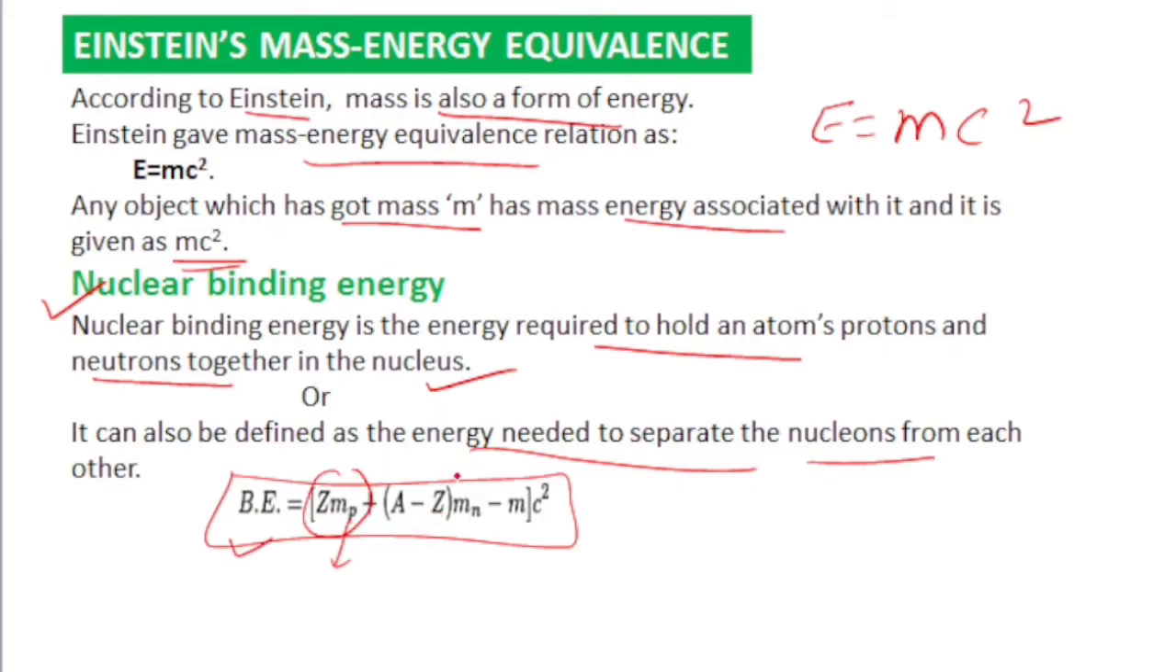Mn is the mass of 1 neutron. So the total mass of neutrons inside the nucleus, the total mass of protons and the total mass of neutrons, minus the mass of the nucleus when it is at rest, into C square. This is the formula for binding energy: [ZMp + (A - Z)Mn - M] multiplied by C square. Hope it's clear to all of you.